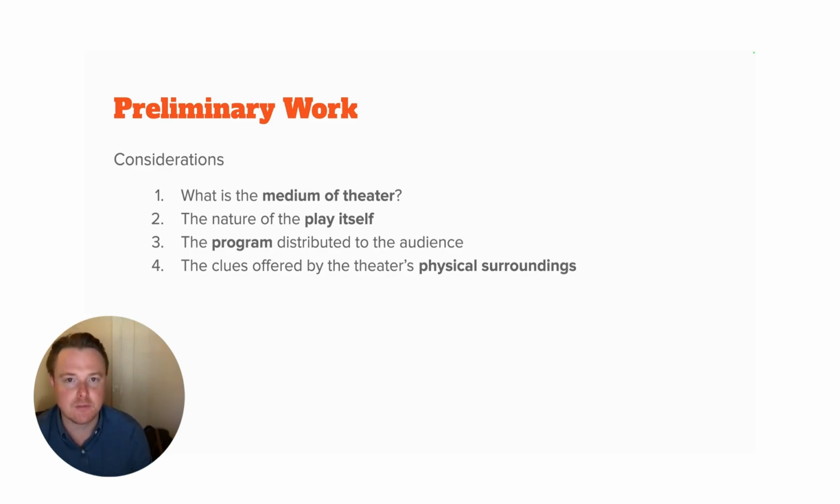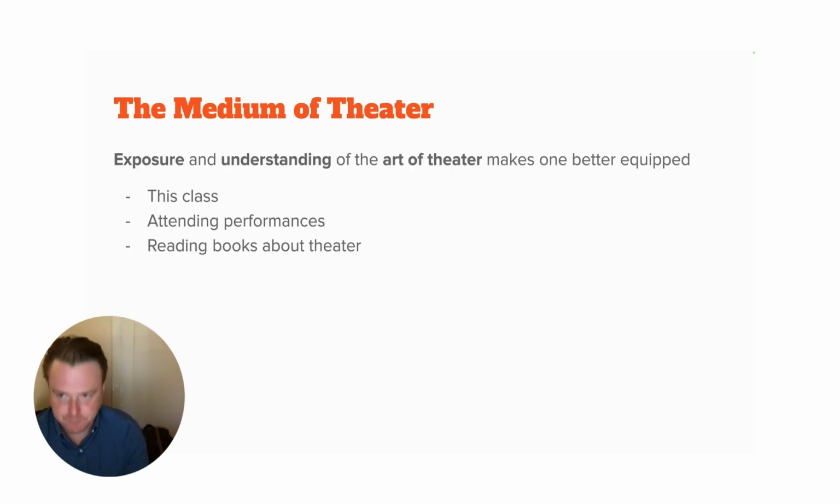The nature of a play itself: is it a play of this time? Is it of the past? Is it abstract? Is it realism? What is the play? The program is very important. We'll get into that in a second. It's distributed to the audience and gives a lot of information that you need. And there are the clues offered by the theater's physical surroundings. When you walk into a theater, what's happening in the space itself.